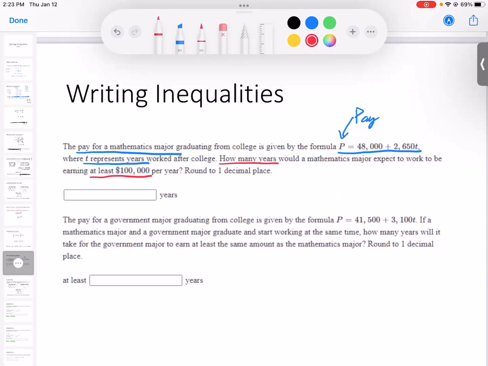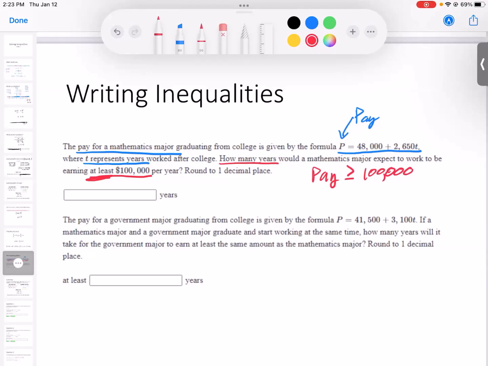So we're looking for how many years would you have to work in order to be earning at least $100,000 per year. So the key word here is at least, because what we're looking for is when is the pay going to be greater than or equal to 100,000, right? Because if you want to be earning at least 100,000, your pay needs to be bigger than or equal to 100,000.